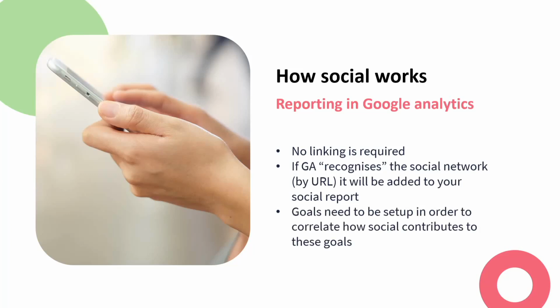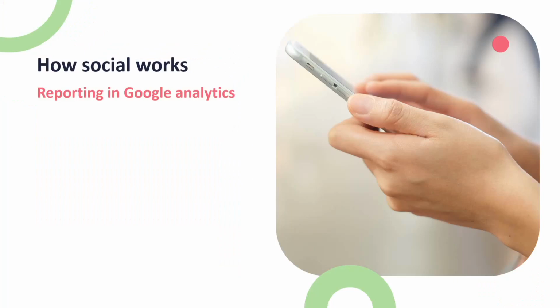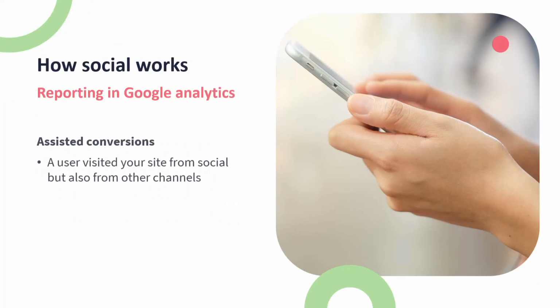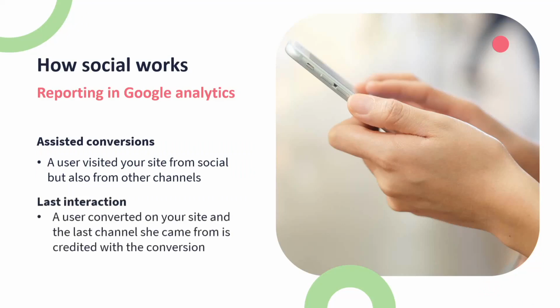to these goals. Then just to explain the difference between the different conversions, we have assisted conversions, which means that a user visited your site from social, but also from other channels. So it's not solely responsible for that conversion. Then there are last interaction conversions, which is a user that converted on your site, but the last channel she came from is then credited with the conversion. So the social network in this case, because it is the social report. So any conversions that happened with the last click being from social, then the social report will show it.